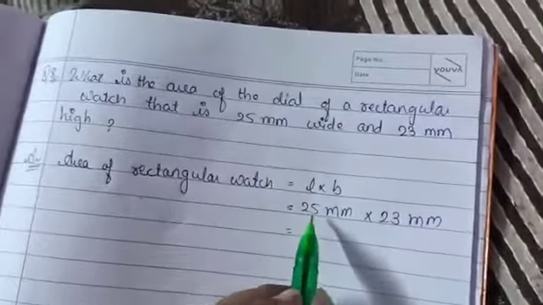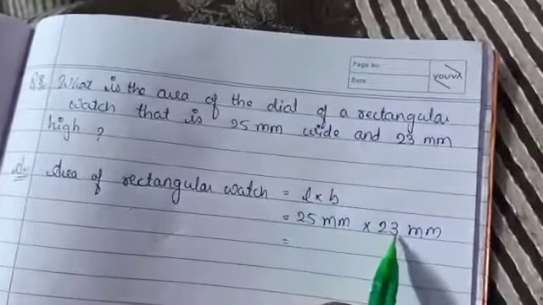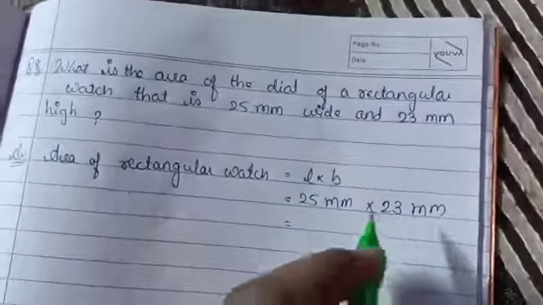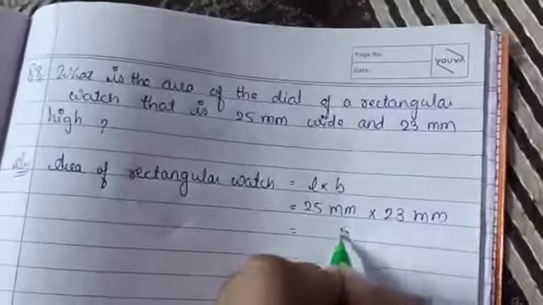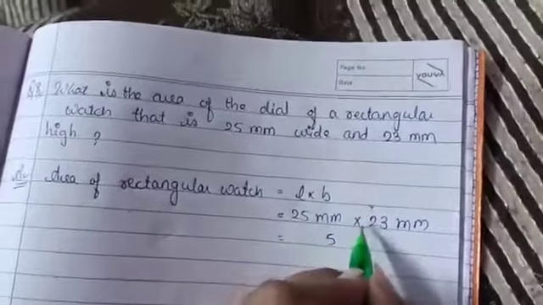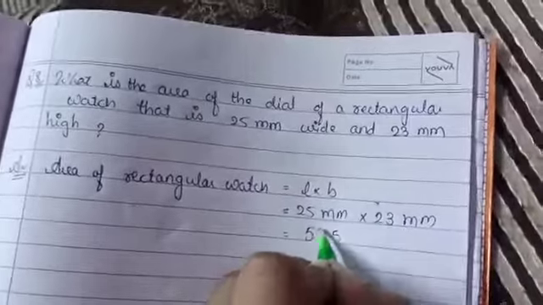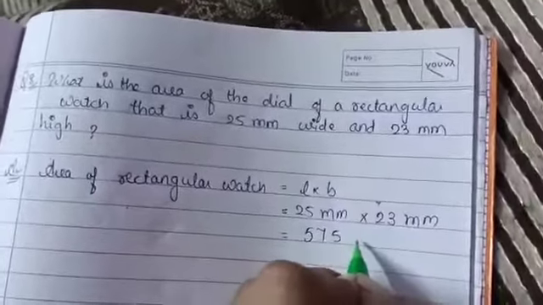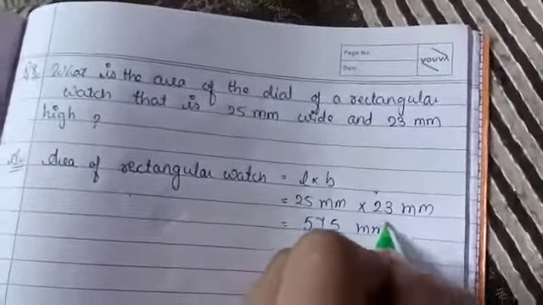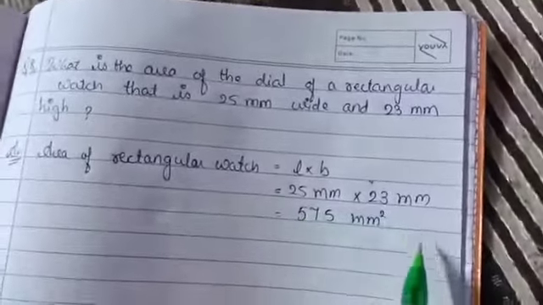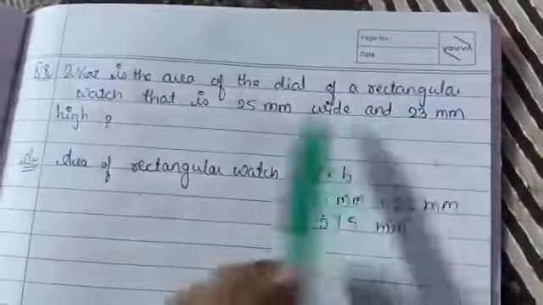Okay. So you can take it like this also. 25 3s, how much will it be? 25 3s are 75. So 5, 7 carry. Then 25 2s are 50. 50 plus 7 will be 57. So 575 square mm. So this will be the total area of the dial of a watch.